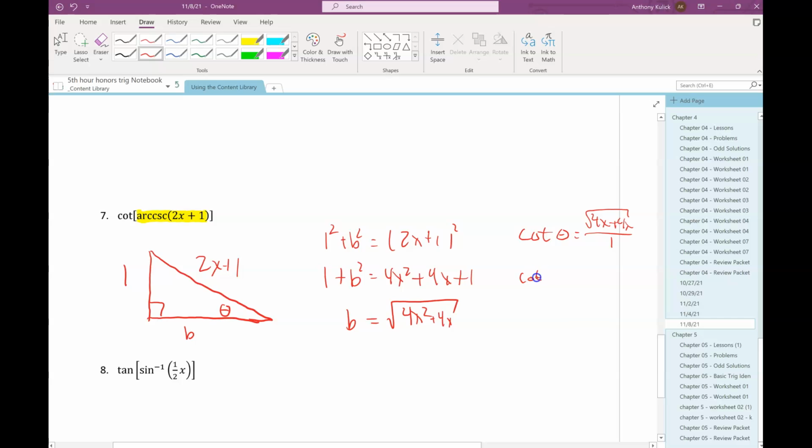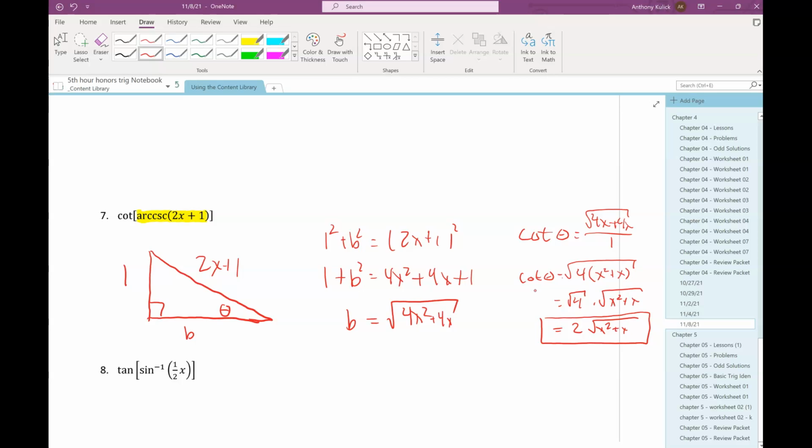And if I notice here that there's a greatest common factor of 4, I can break that out at the multiplication symbol. So there's the 2. Okay. And then it's root x squared plus x. I think that's as good as you can do.